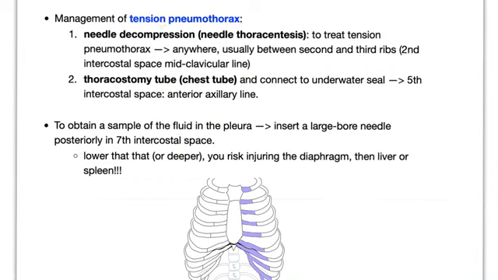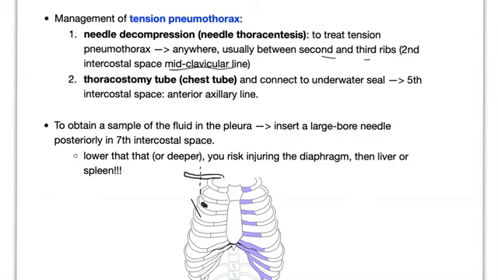How to manage tension pneumothorax? Number 1, needle decompression or needle thoracentesis, and 2 is thoracostomy tube. Okay, needle decompression, as you see in the movies, you bring the needle, man, and you puncture this chest in order to deflate it. Where to put the needle? Put it at the mid-clavicular line, so if this is the clavicle, the mid-clavicular line, and between the second and the third rib, so it should be here. Like this.